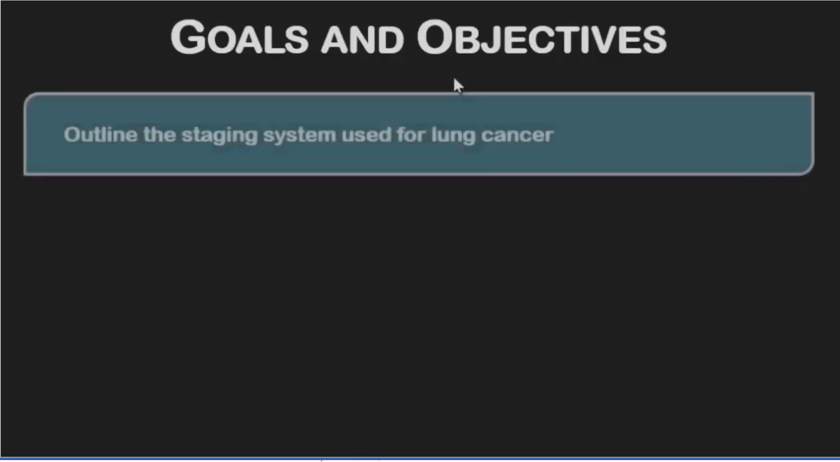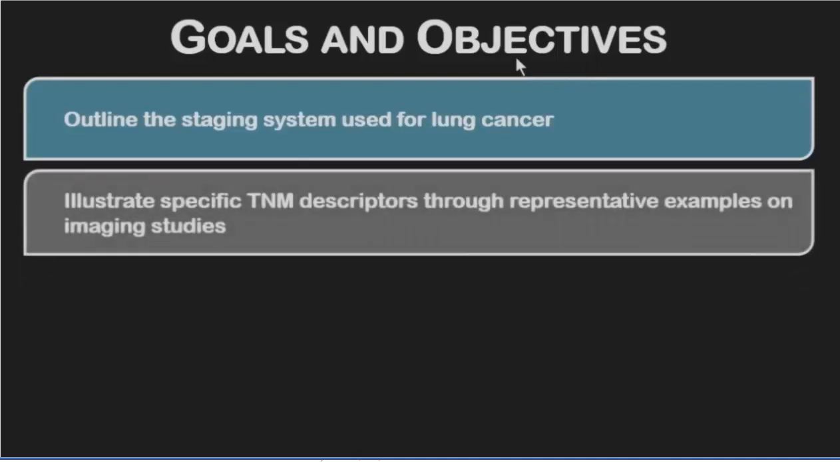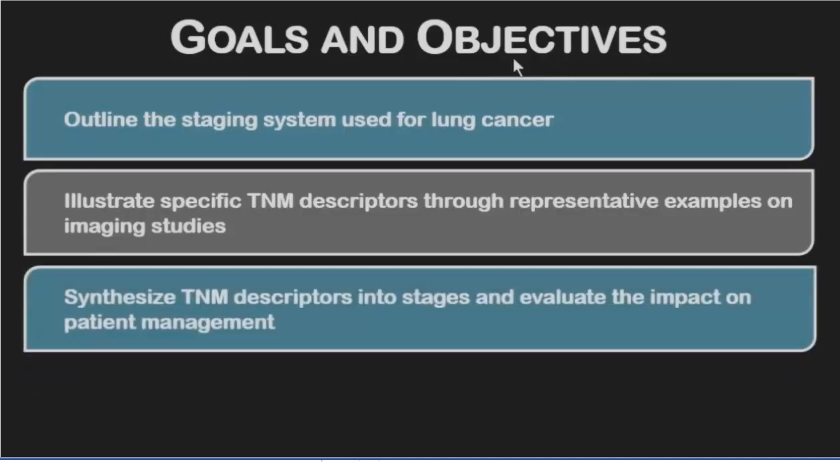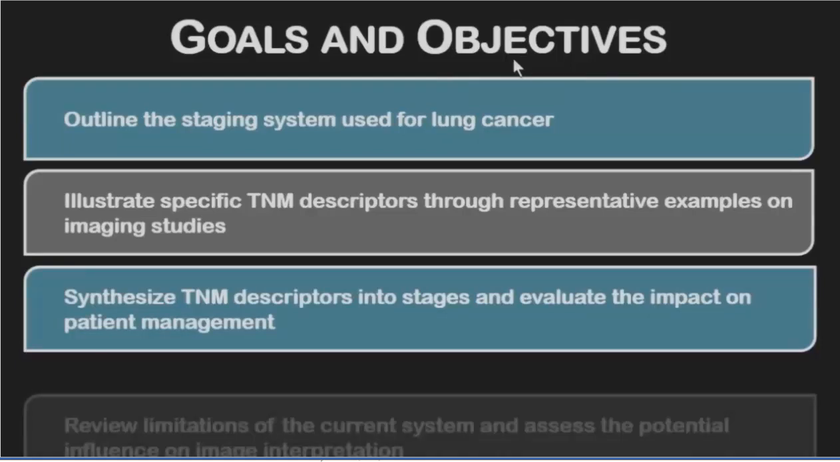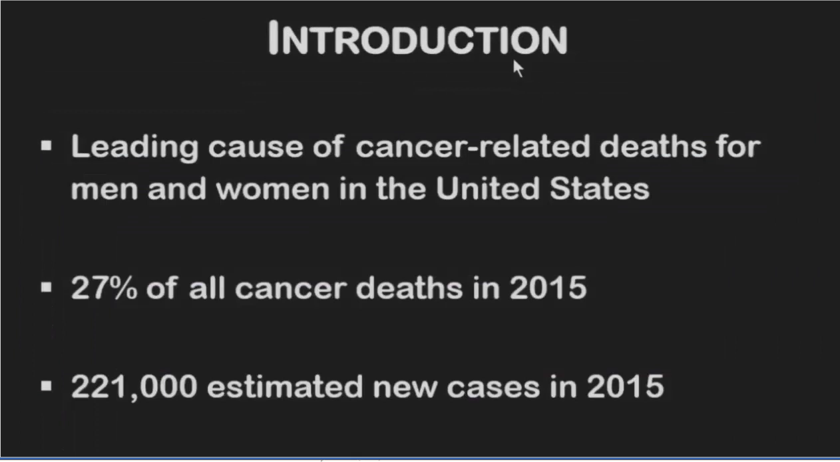So the goals and objectives for this talk, we are going to start by outlining the staging system, the TNM system that we use for lung cancer. Once we outline that, we will look at specific TNM descriptors and look at examples of each of these. And then once you're all experts with regards to these descriptors, we will combine all of this into overall staging. We'll also talk about some of the limitations of the current system, and we will end by going over a series of unknown cases.